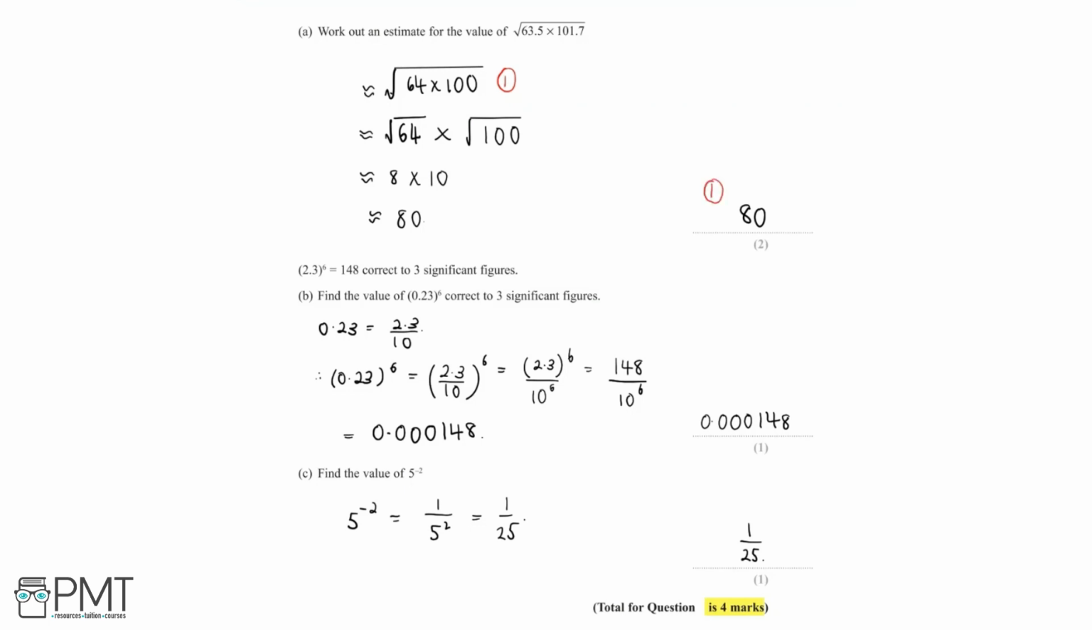Now in part B, we get the 1 mark for getting the correct answer of 0.000148. And in part C, we get the 1 mark for getting the correct answer of 1 over 25. And so we've now achieved the full 4 marks needed in this question.